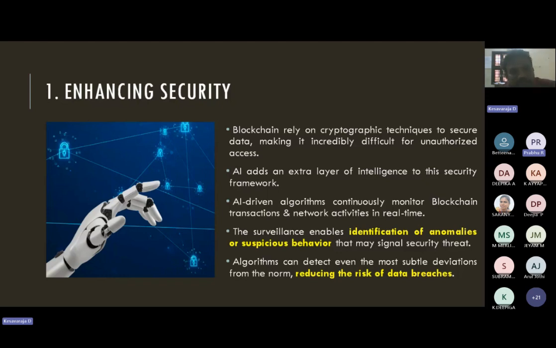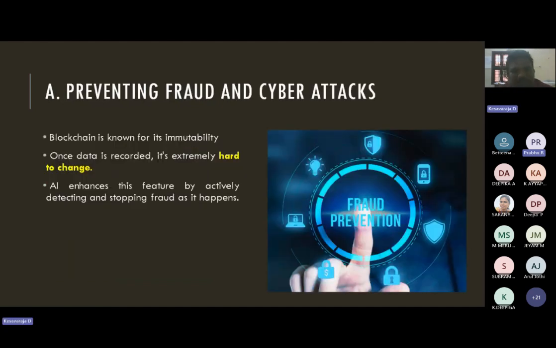So I am entering into the subtopic of enhanced security. Initially, blockchain is merged with AI. The first domain, the first problem in blockchain, is security, and enhancing security is achieved via AI. From that we are entering into subdomains. The first subdomain of blockchain with AI is enhancing security. Under enhancing security, the first research subdomain is preventing fraud and cyber attacks.